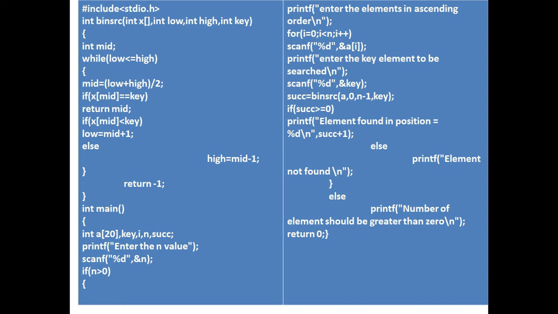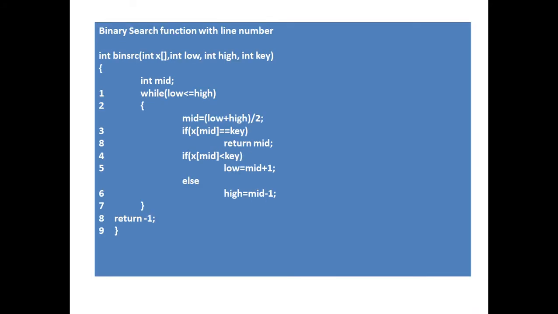So likewise it will cross check with the elements in the array, and it will finally find the matching key element. So that is for the binary search algorithm. Now this part is the binary search function. So we have just taken only this.